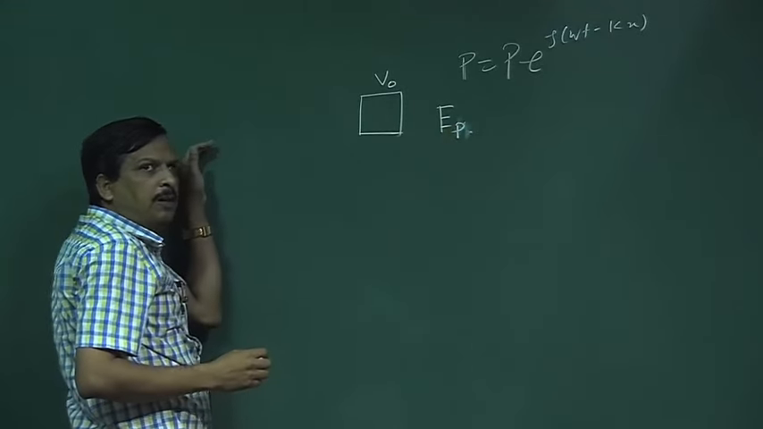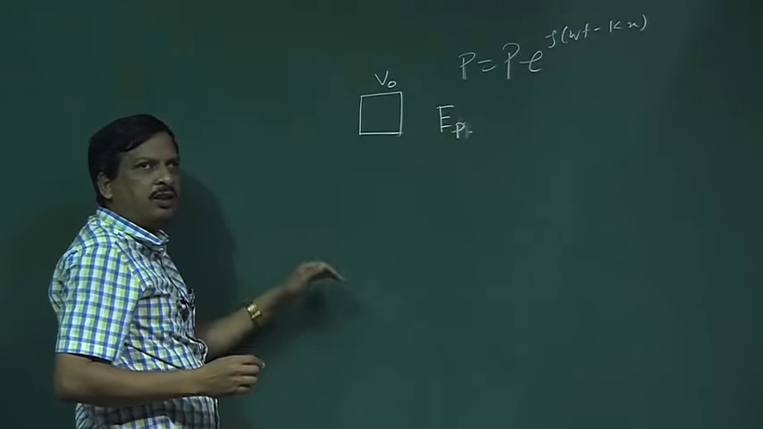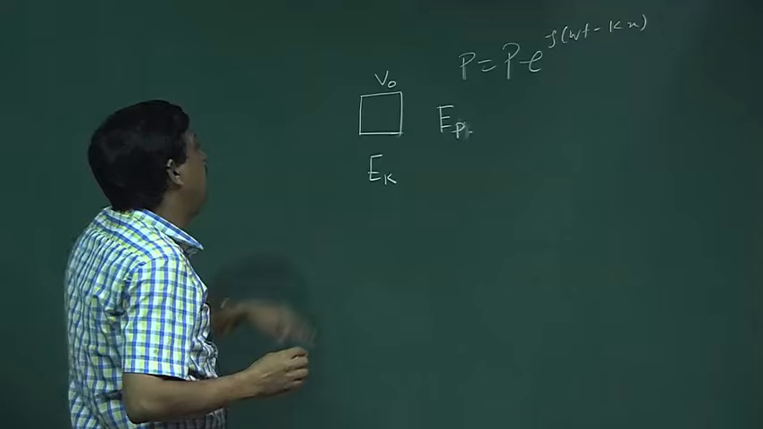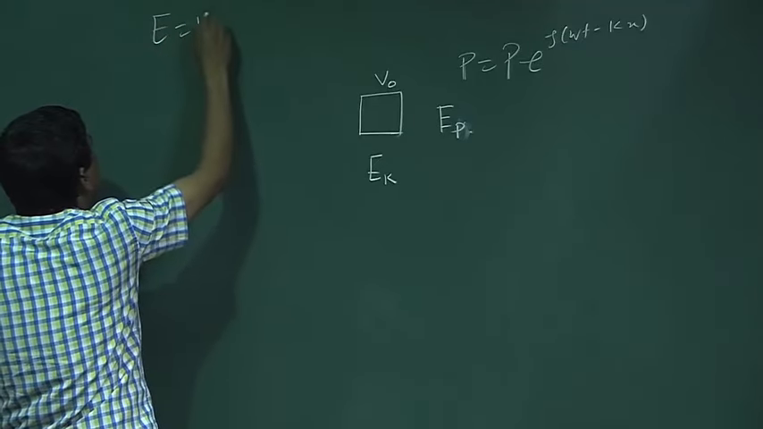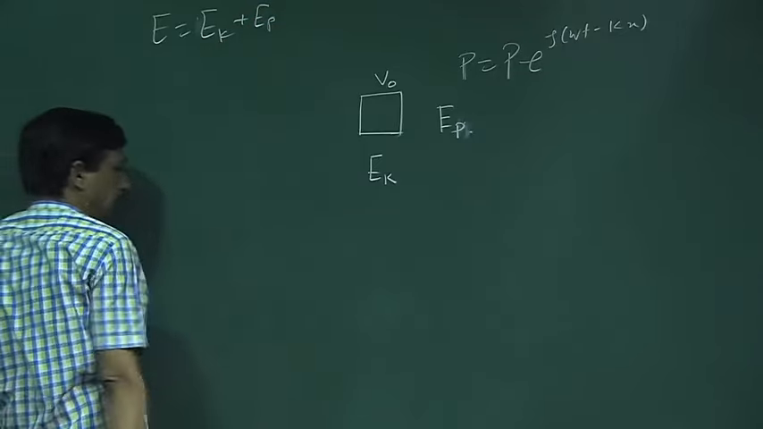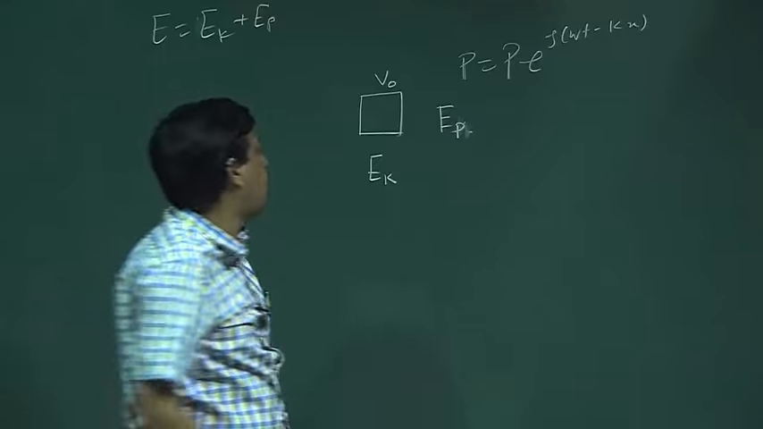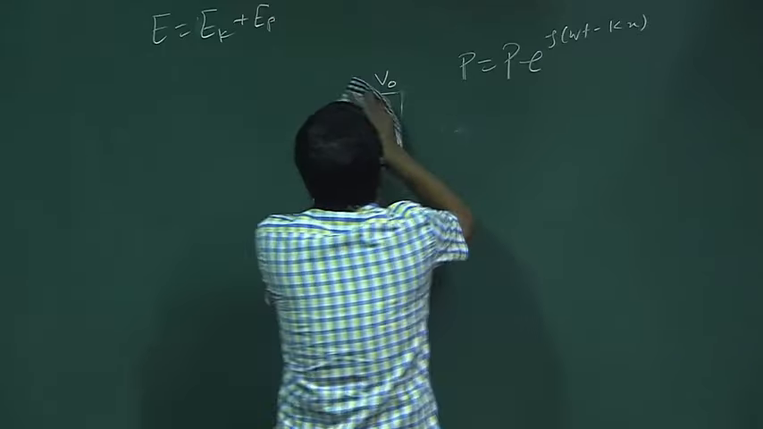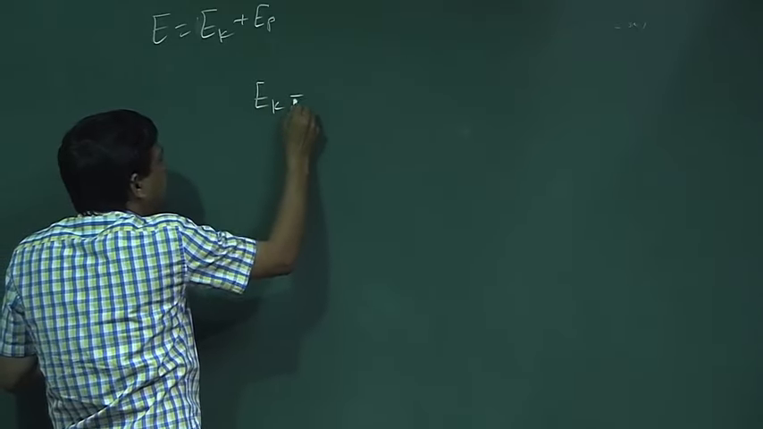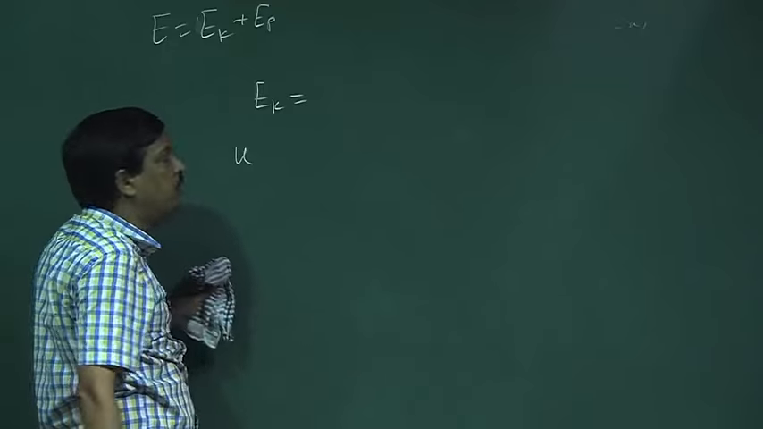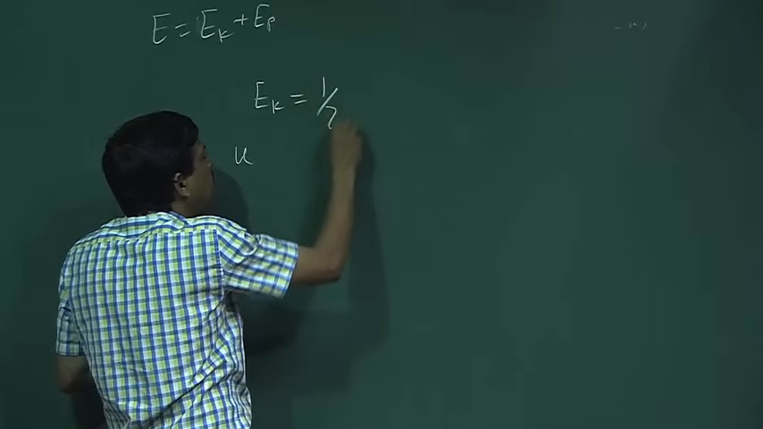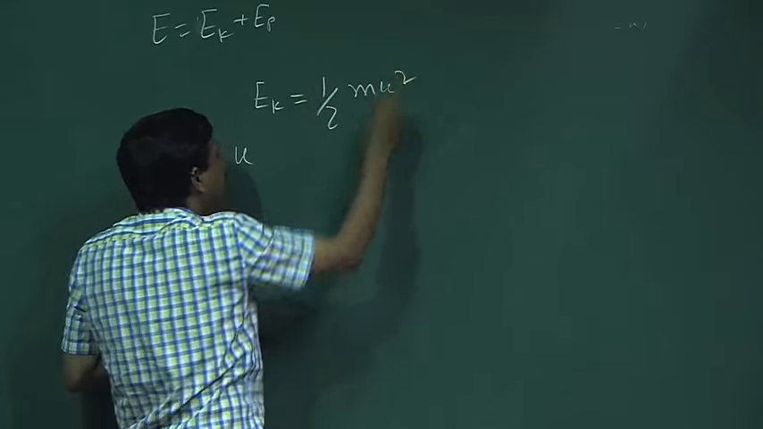Similarly, when the wave is propagated through a media, the particle has a velocity. So that creates a kinetic energy Ek. So the total energy in a plane wave propagation E is nothing but kinetic energy plus potential energy. Now we have to derive the expressions for the kinetic energy and potential energy. What is the kinetic energy Ek? If the particle velocity is u, then the kinetic energy is half m u square.